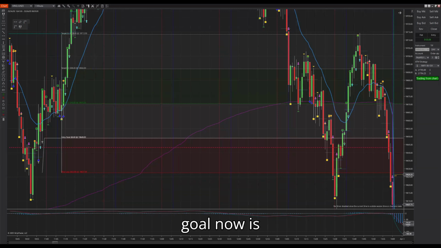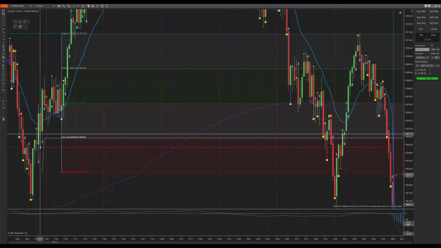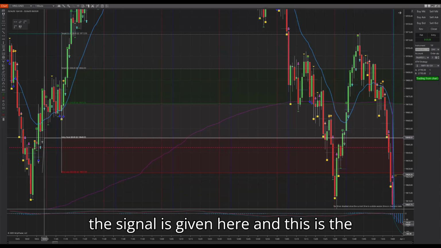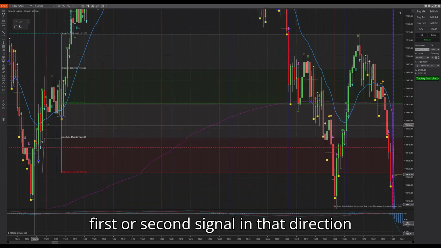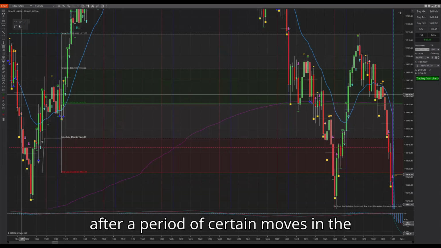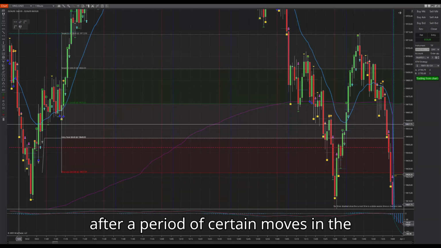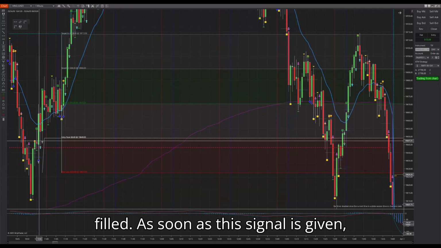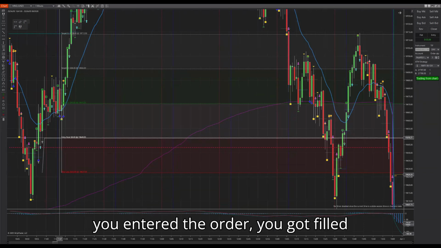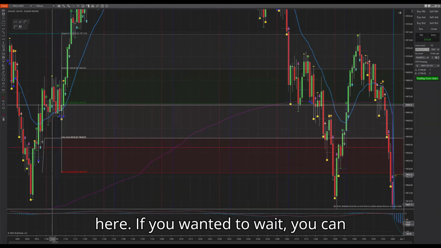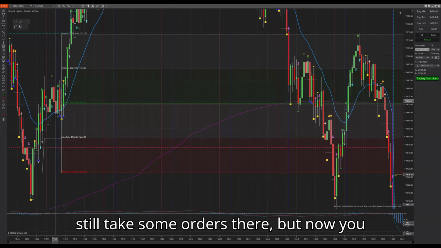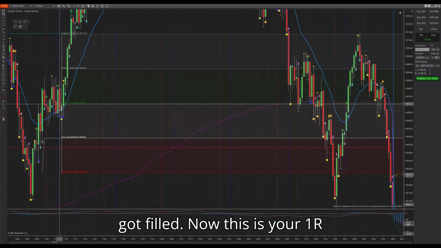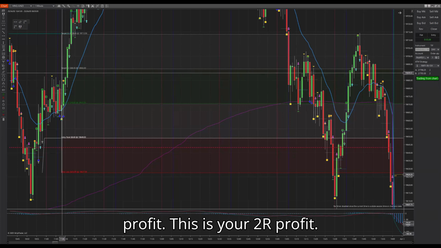Either way, so let's say you take either of the positions. Our goal now is the signal is given here, and this is the first or second signal in that direction after a period of certain moves in the other direction. So now you got filled. As soon as this signal is given, you enter the order, you got filled here. If you wanted to wait, you can still take some orders there, but now you got filled. Now this is your 1 hour profit. This is your 2 hour profit.